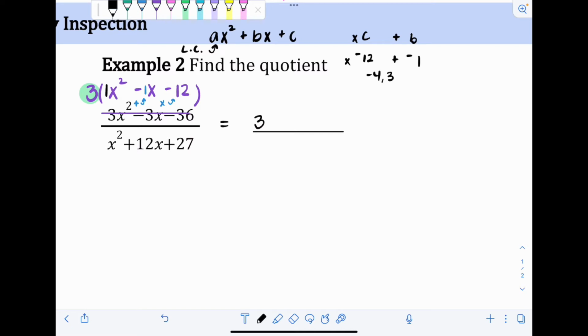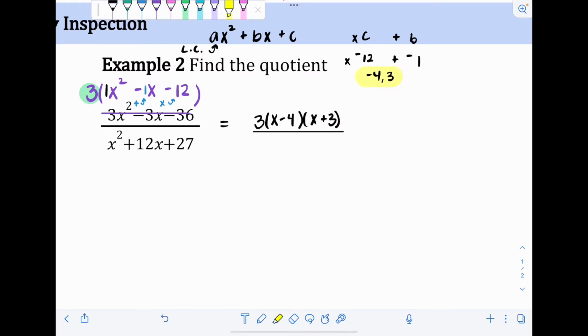Okay, so once we have those two numbers, then we can start to create our two binomials that our trinomial factors into. So whenever this first number, the lead coefficient, is 1, then it's going to break down into x and x. And then these two numbers are what fill in the rest. So one would be a -4 and one would be a +3. And the order doesn't matter. So I could have put the +3 first and the -4 second.